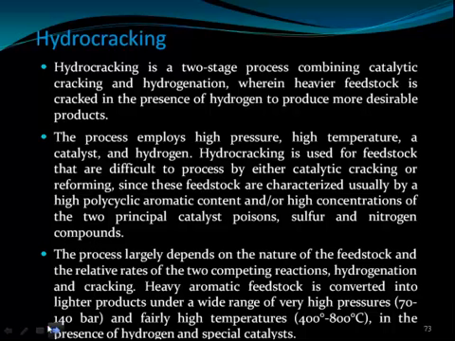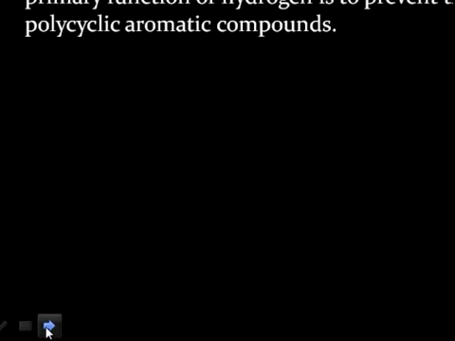The heavy aromatic feedstock is converted into lighter products under a wide range of very high pressures, 70 to 140 bar, and fairly high temperature, around 490 to 800, in the presence of a special catalyst. Generally, hydrocracking cracks the higher molecular weight compounds into lower molecular weight compounds. At the same time, it also removes the sulfur and nitrogen, which are poisonous to the catalyst and may deactivate the catalyst we are using in the processes. So after hydrotreating, hydrocracking becomes one of the important processes.